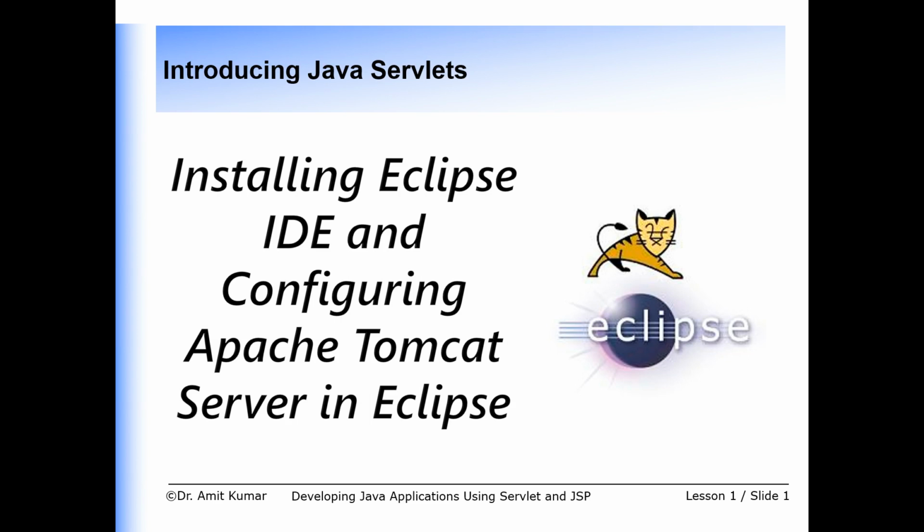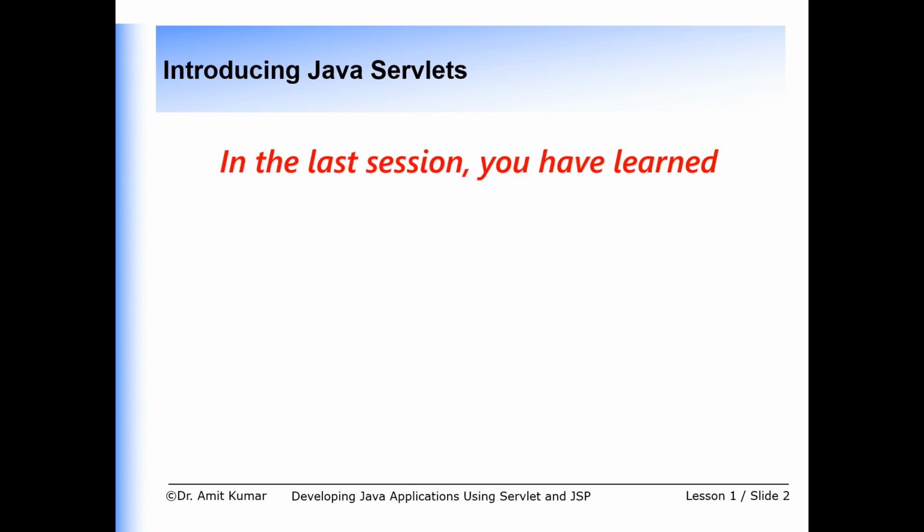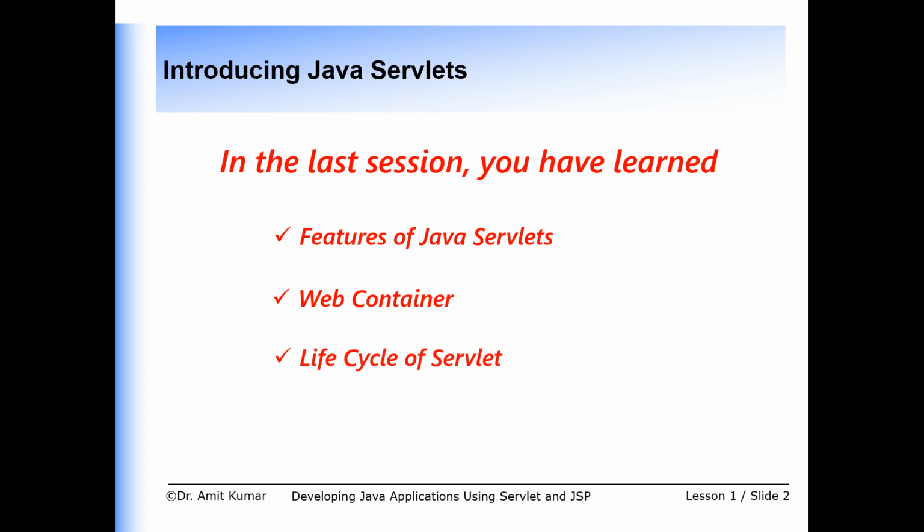First, let us take a look at the topics covered in the last session. In the last session, you learned about the features of Java Servlet, and after understanding the features, you learned about what the web container is and the life cycle of the servlet. After this, you covered the servlet API and the architecture of servlets. So in the last session, you understood the basic concepts of servlets and the life cycle of servlets.